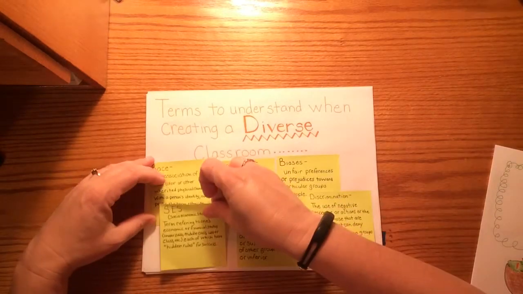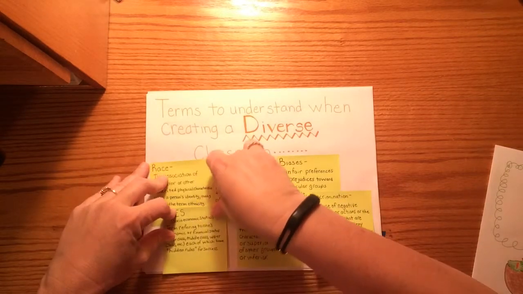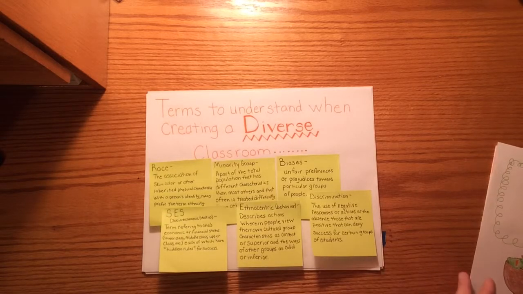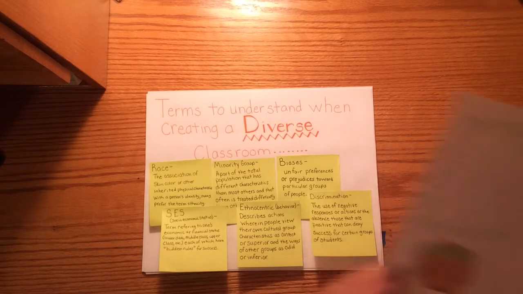And the last term that needs to be understood when creating a diverse classroom, I feel, is SES, socioeconomic status. This is the term referring to one's economic or financial status, the lower class, the middle class, and the upper class, each of which have hidden rules for success. So we must keep all of these in mind when we're creating a diverse classroom.